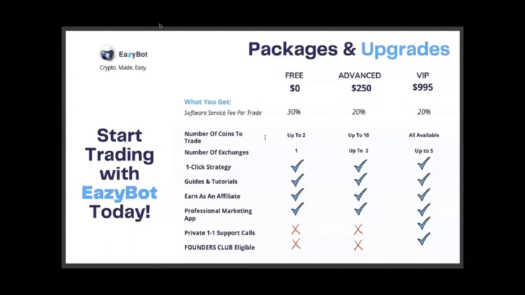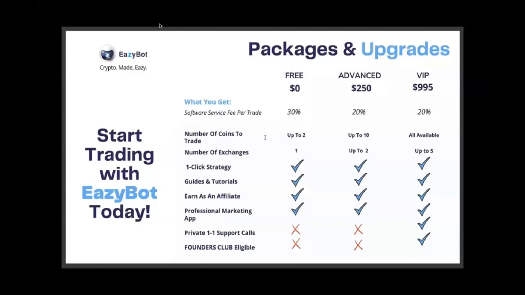Now, every time a trade is closed, if you go back to the top of this slide here, you'll see software service fee paid per trade. There's 30% for our free members. So if EazyBot makes $1, that member would give EazyBot 30 cents of that trade, and they keep 70 cents. Now, for our advanced and VIP users, that software service fee is only 20%.